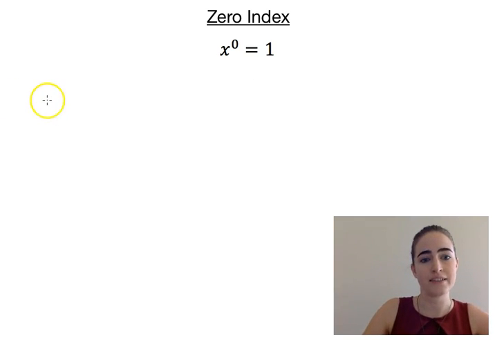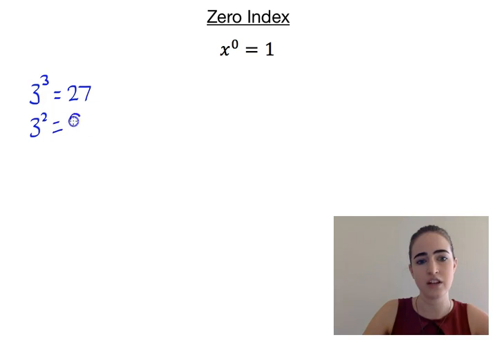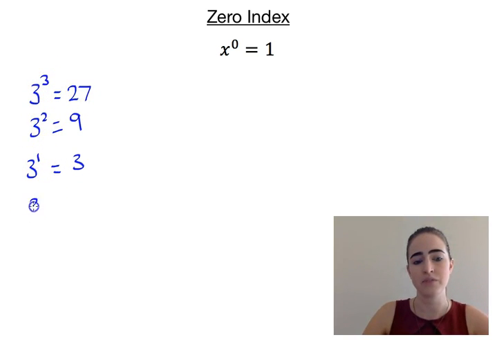So if we use a base of 3, for example, if we have 3 cubed, that's equal to 27. 3 squared is equal to 9, and 3 to the power of 1 is equal to 3. So we can look at this pattern. Our index is decreasing by 1 each time, so our next one would be 3 to the power of 0. And if we look at the numbers on this side of the equals sign, each time we're dividing by 3.